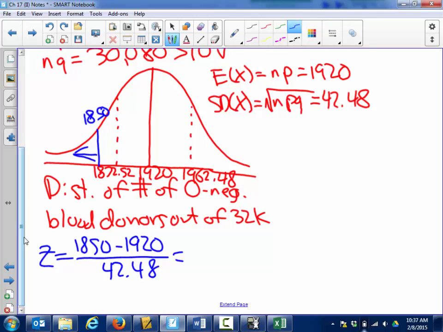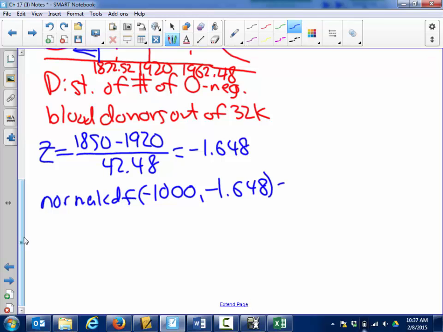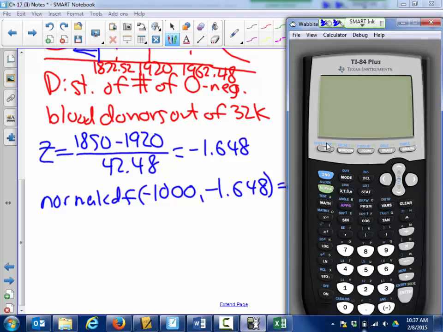Okay, so let's say that the z-score is equal to 1850 minus your mean of 1920, divided through by your standard deviation. That takes you to negative 1.648. Okay, so to wrap this up, we're going to use normal CDF here. Negative 1,000 would be my lower, negative 1.648 is the upper cutoff value.